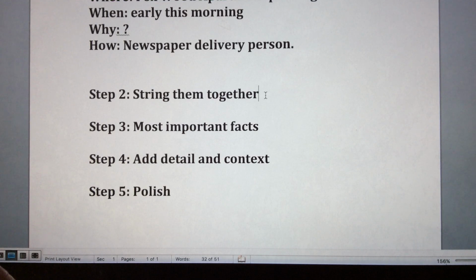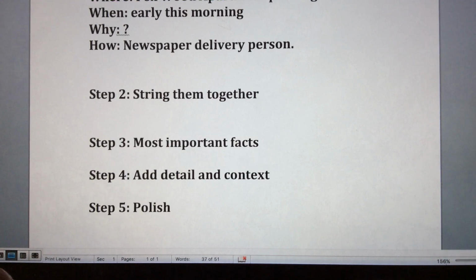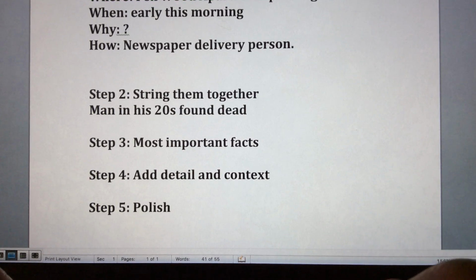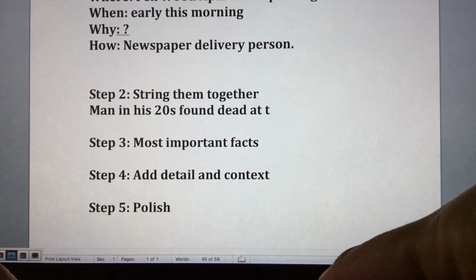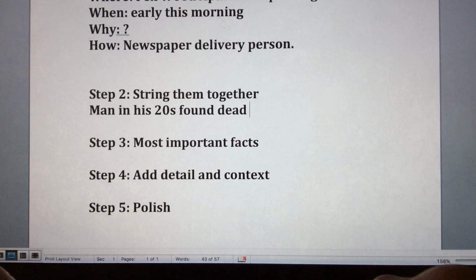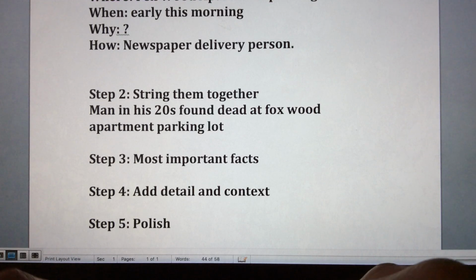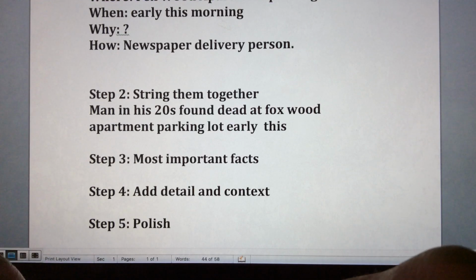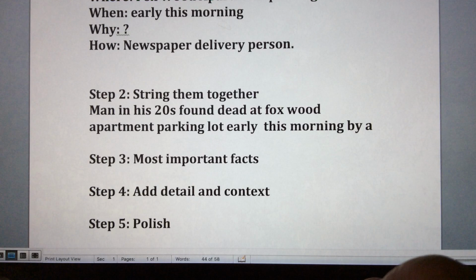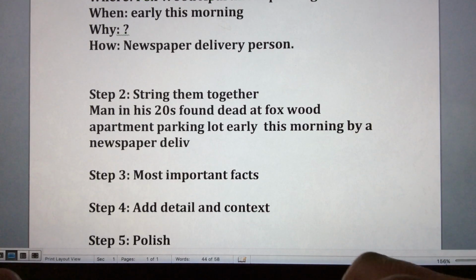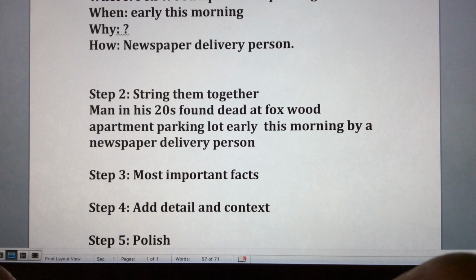Let's go ahead and string them together. We have a man in his 20s, found dead at, well, we can say early this morning, but we can also just keep it in order, at Foxwood apartment parking lot early this morning by a newspaper delivery person. Okay.